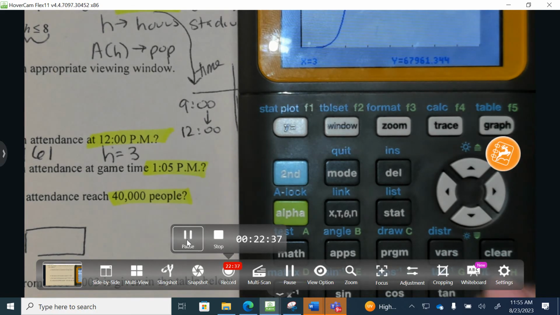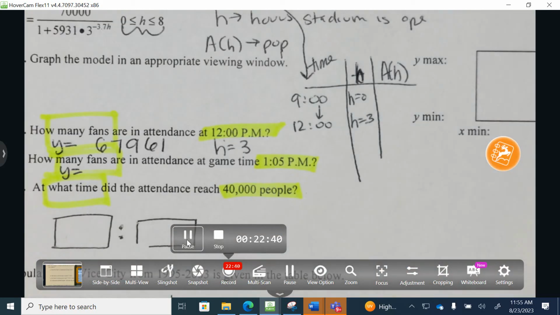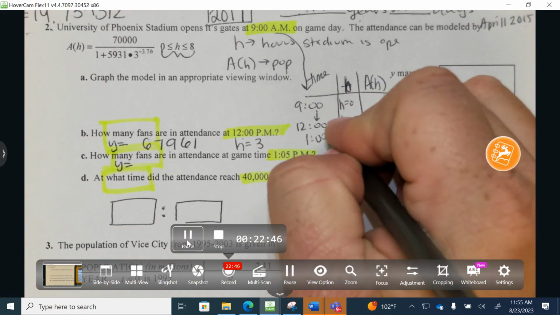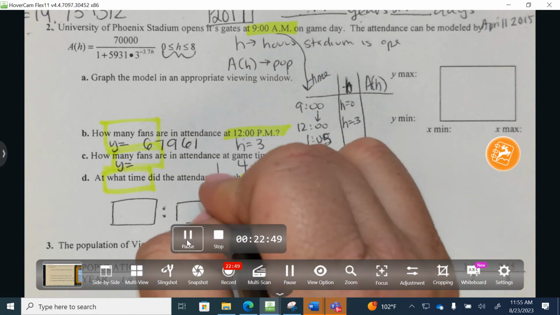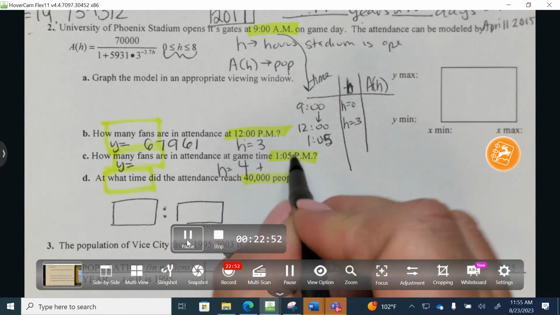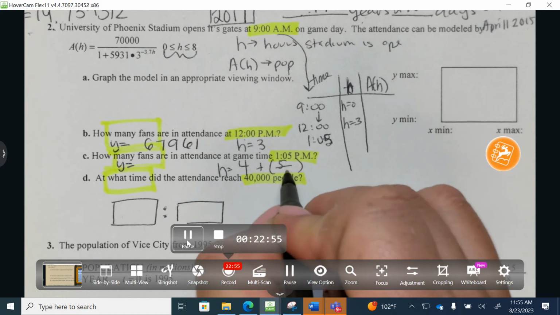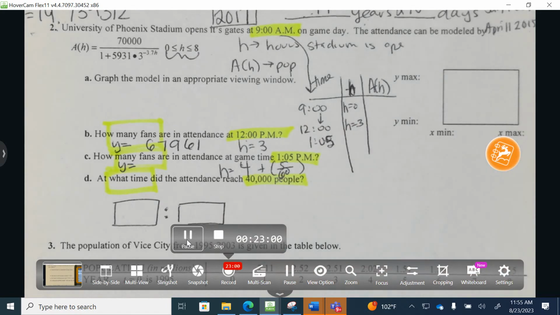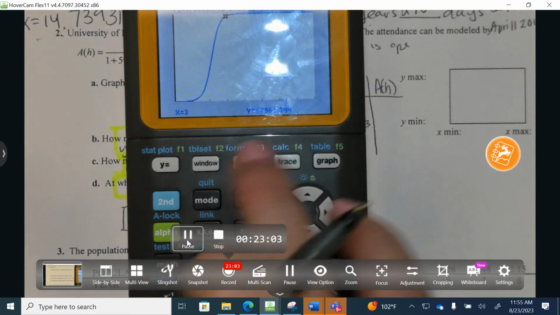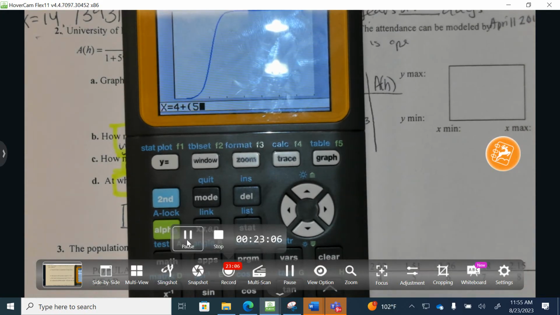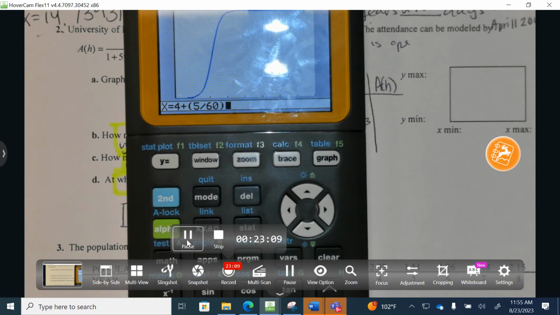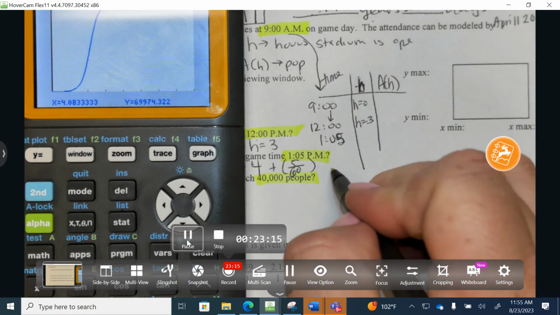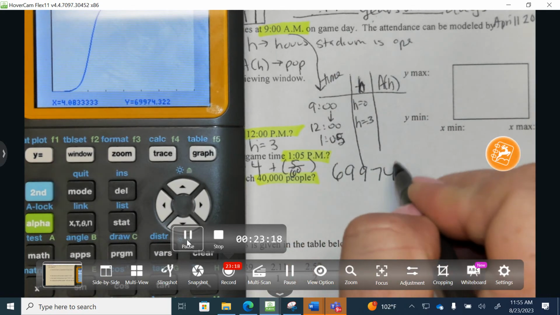All right, let's go on. Now here's where it gets a little tricky. When I'm looking at part C, how much time has surpassed when you get to 1 p.m.? Okay, there's 4 hours, so that's the whole number, 4 hours, but we have this additional minutes. And so oftentimes students go, what goes on the bottom? How many minutes are there in an hour? Okay, so this is going to be 4 plus 5 over 60. Again, here we go. 4 plus 5 divided by 60 using those parentheses. And we're going to round to the nearest whole number. 69,974.